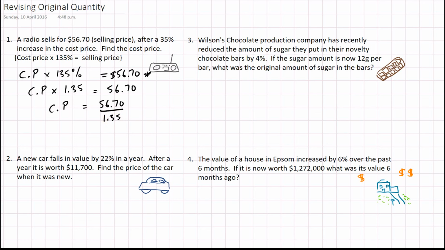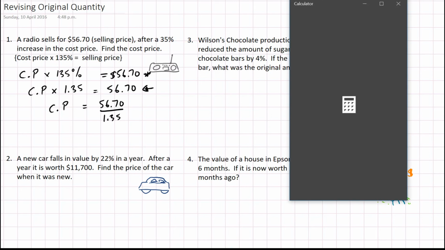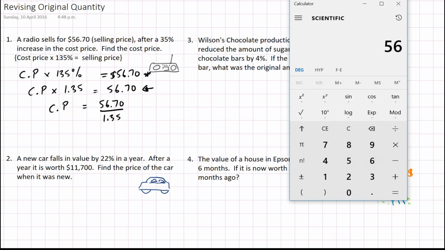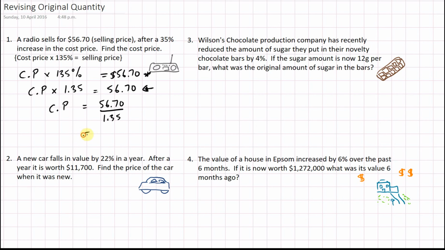So if you can see here, after extracting our mathematical statement, we can see that we're going to end up dividing the selling price by 1.35, not multiplying. So if we just grab our calculator, 56.70 divided by 1.35, and that gives us 42. So the cost price is $42. And just look back at the question, the cost price should be less than the selling price. Let's have a look at number 2.